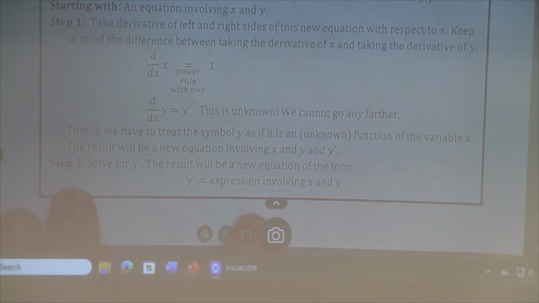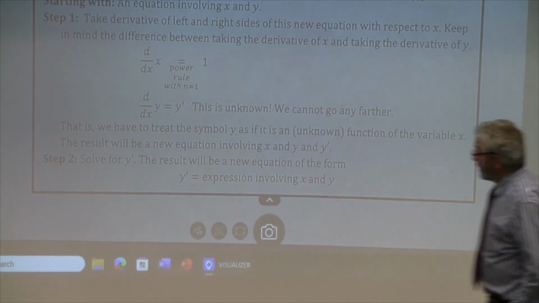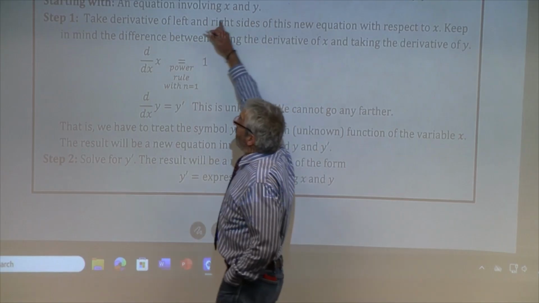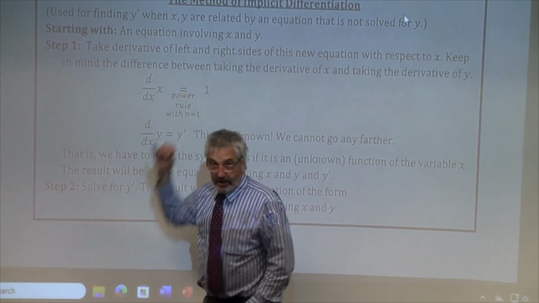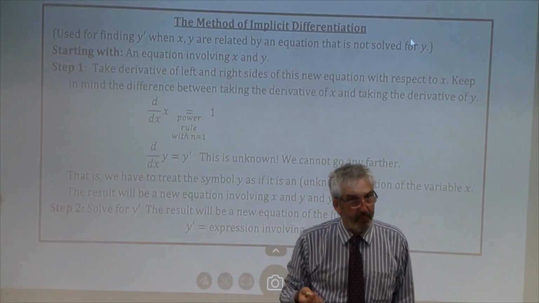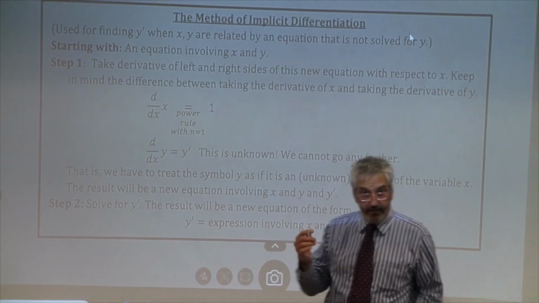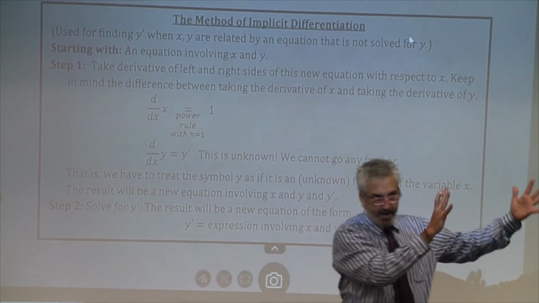Now the key to this method is you have an equation involving x and y on both sides. And the first thing you're going to do is you're going to take d/dx of both sides. You're going to take the derivative of both sides with respect to x. So d/dx of the left side equals d/dx of the right side.